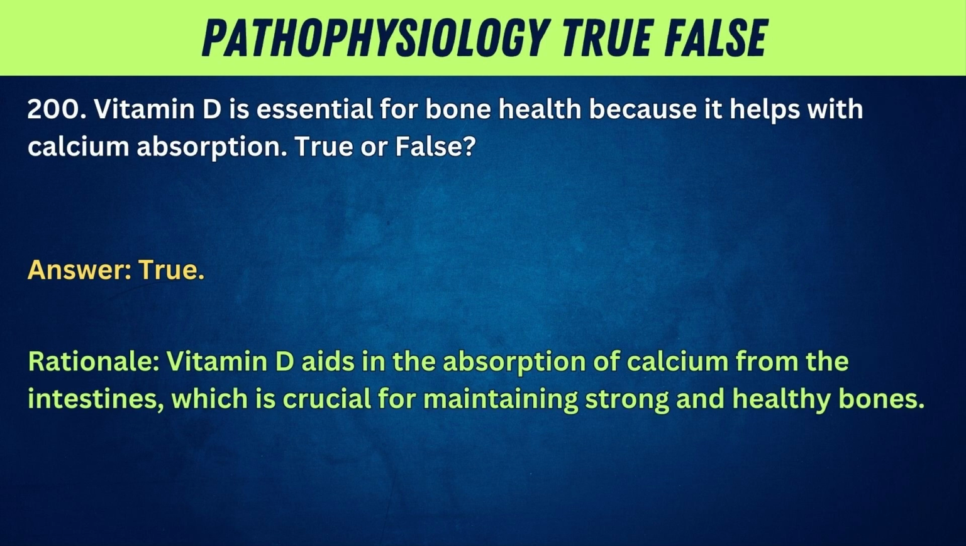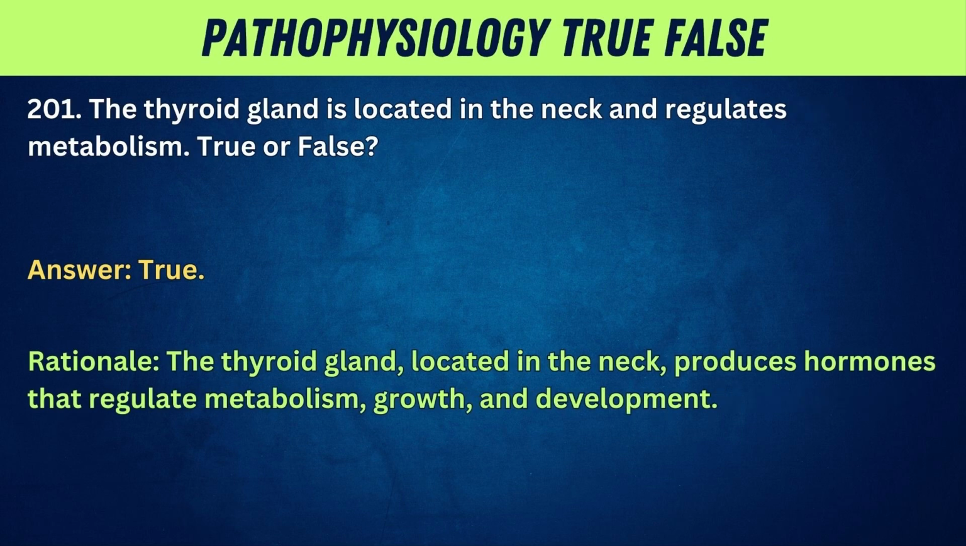200. Vitamin D is essential for bone health because it helps with calcium absorption. True or false? Answer: true. Rationale: vitamin D aids in the absorption of calcium from the intestines, which is crucial for maintaining strong and healthy bones.